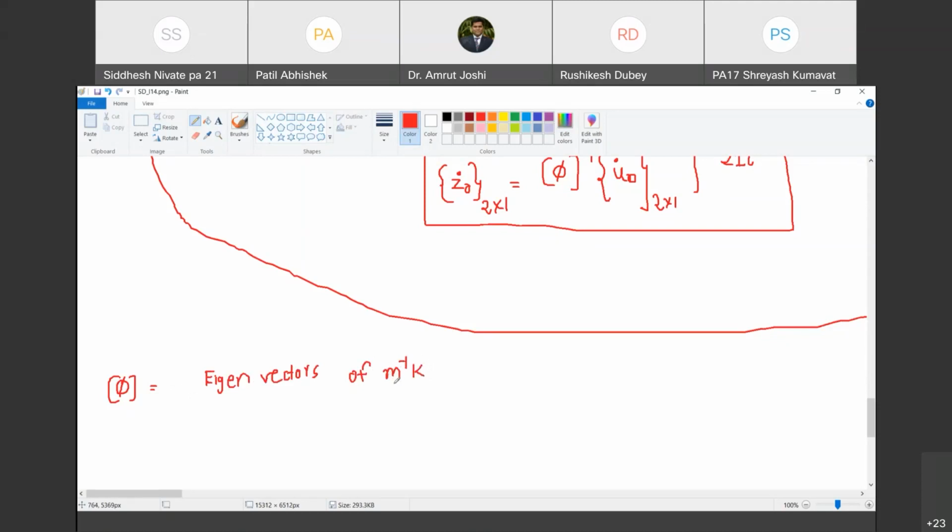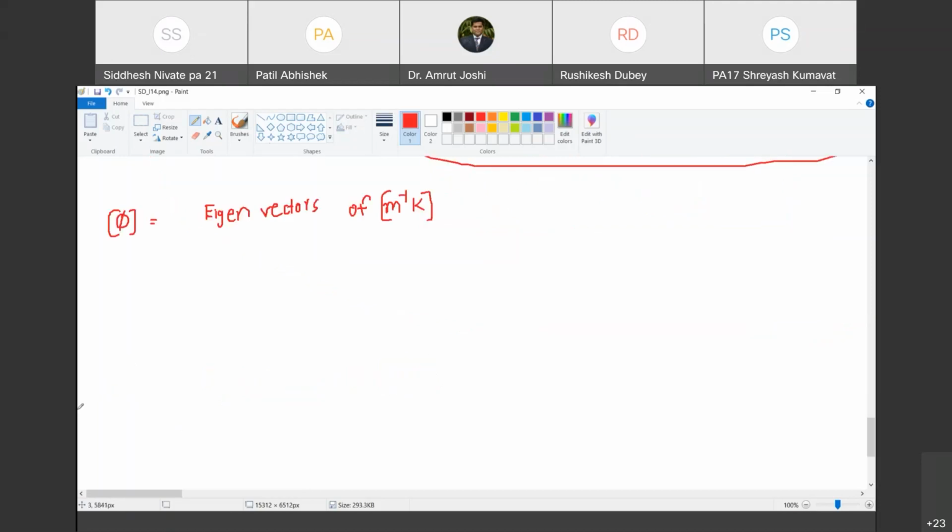What is M inverse? M inverse is the inverse of the mass matrix in the parent coordinate system. What is K? K is the stiffness matrix in the parent coordinate system. If I take M inverse K and solve the eigenvalue problem for it, then the eigenvectors of this matrix help me in developing phi. How? So let us prove this claim first. Are you with me? For that, we will first have to find M inverse. Do you agree with me? How do I find M inverse?